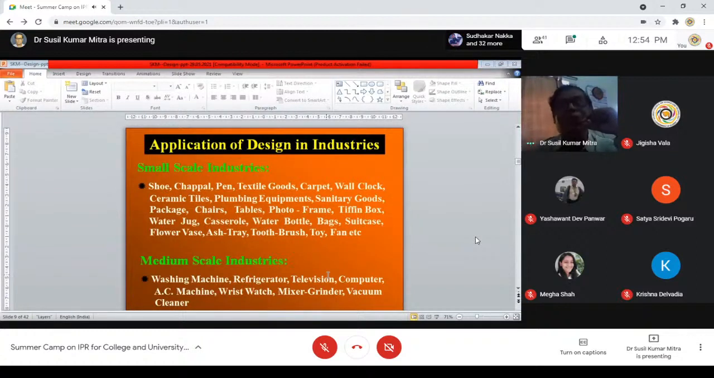They are also going for registration of the design. So design is a unique tool for the small scale industry as well as the big industry. It is not that only micro industries will use this kind of tool for getting market leadership. The big industry is also going for registration of their products under the Design Act.